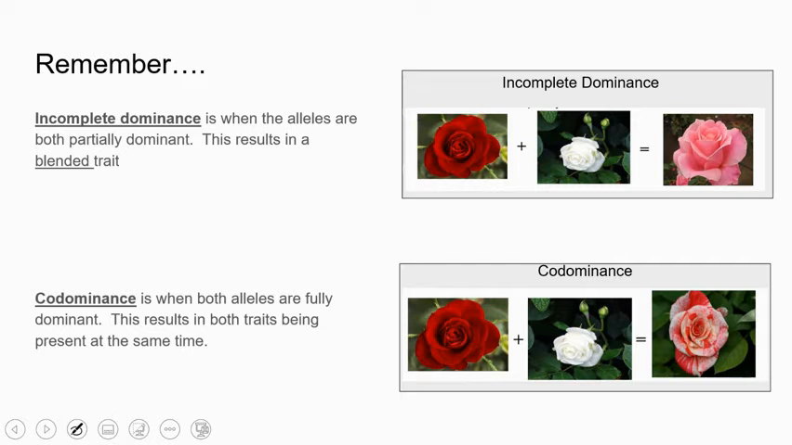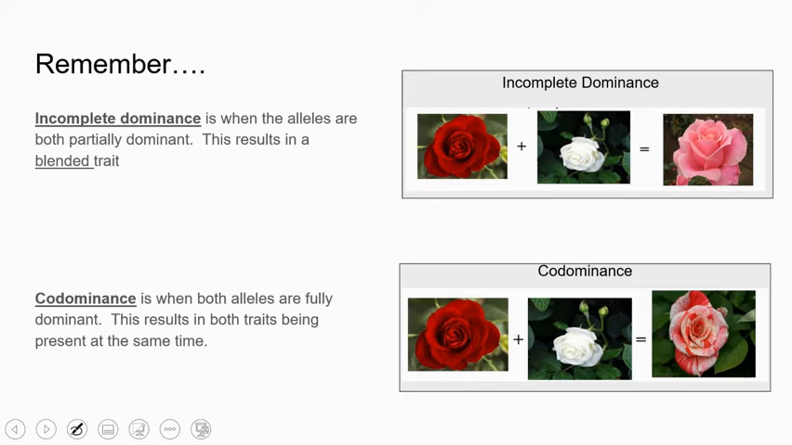All right, so remember that incomplete dominance is when the alleles are both partially dominant. So neither one is fully dominant. So that results in a blended trait when you have one of each. So the example we used yesterday was a red flower and a white flower. And when you have a heterozygous offspring, it is pink.